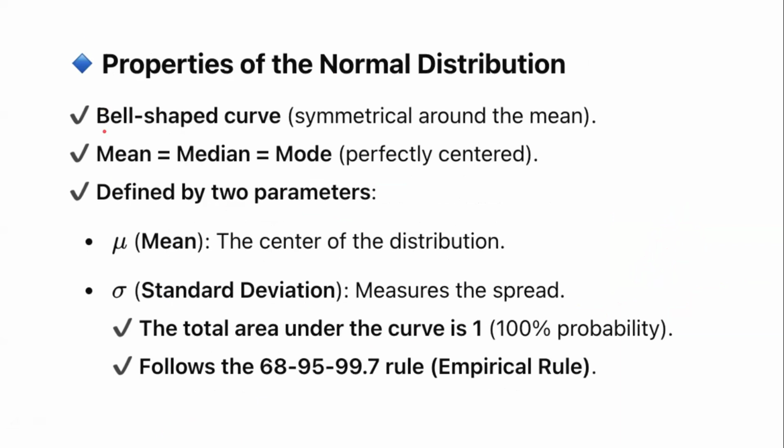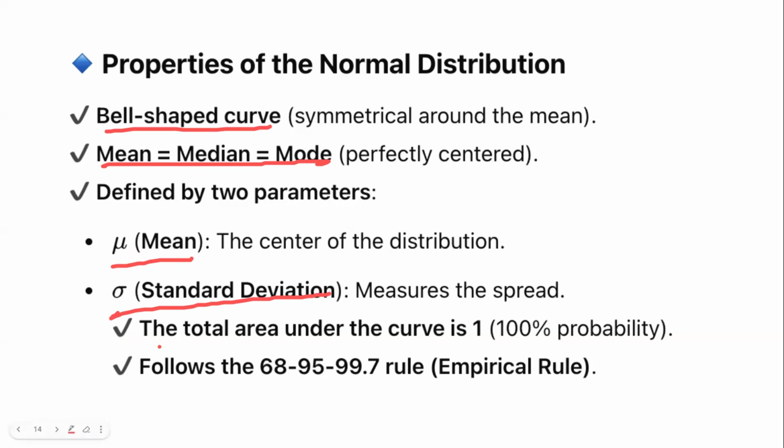A few we have already discussed. It is a bell-shaped curve, and we discussed this briefly when we were discussing the mean, median, and mode. In a normal distribution, all three will be equal and perfectly centered, because as we mentioned, it is symmetric around the mean. It is defined by only two parameters: mu, that is the mean, and the standard deviation.